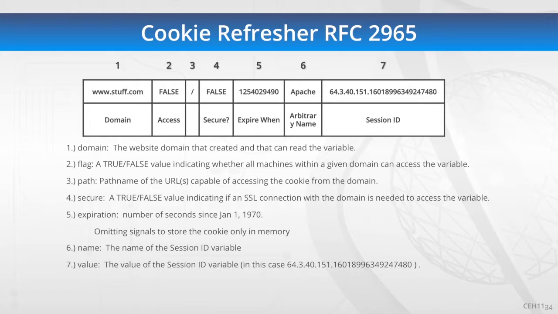The path or URL, usually that's slash. Secure: is this an SSL communication or not? Now, in this case, we say false. Expiration: how long will it be until this expires? And it's set to 1970. I have no idea why. Then we're going to name the session ID variable, JSession, whatever it is, and then actually have the session ID.